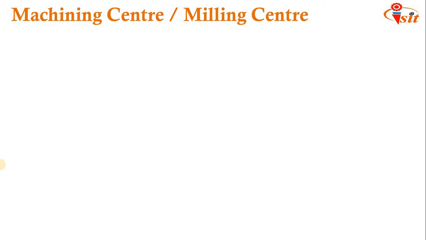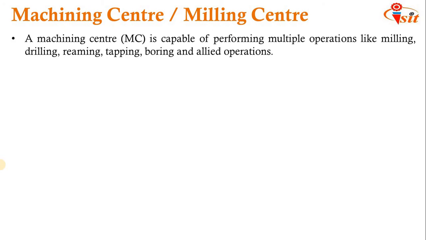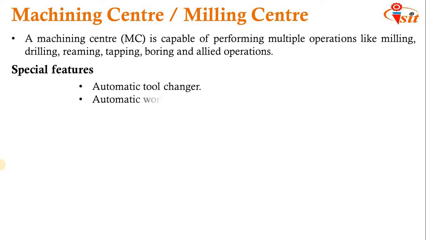The next part is a machining center or milling center. A machining center is capable of performing multiple operations like milling, drilling, reaming, tapping, boring and allied operations. It has some special features, that is automatic tool changer, automatic workpiece positioning, and automatic pallet changer.